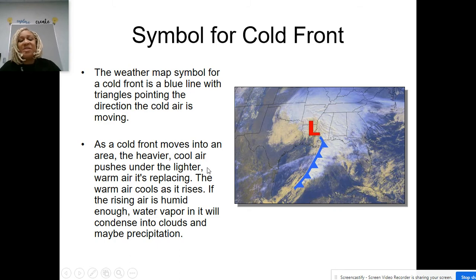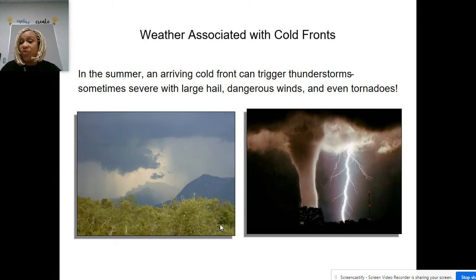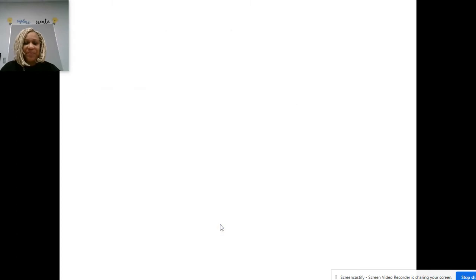As a cold front moves into an area, the heavier cool air pushes under the lighter warm air it's replacing. The warm air cools as it rises. If the rising air is humid enough, water vapor in it will condense into clouds and maybe precipitation. So, weather associated with cold fronts: in the summer, an arriving cold front can trigger thunderstorms, sometimes severe, with large hail, dangerous winds, and even tornadoes.